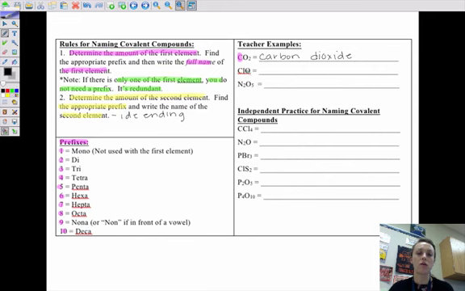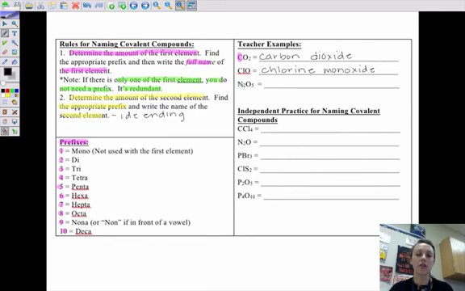If I do ClO next, Cl, I only have one of them, but it's the first element, so I don't need a prefix. So I'll just write the full name of the first element. And then I have O, and I only have one of them. But because it's the second element, now I need to use the mono prefix. So it'll be chlorine monoxide.